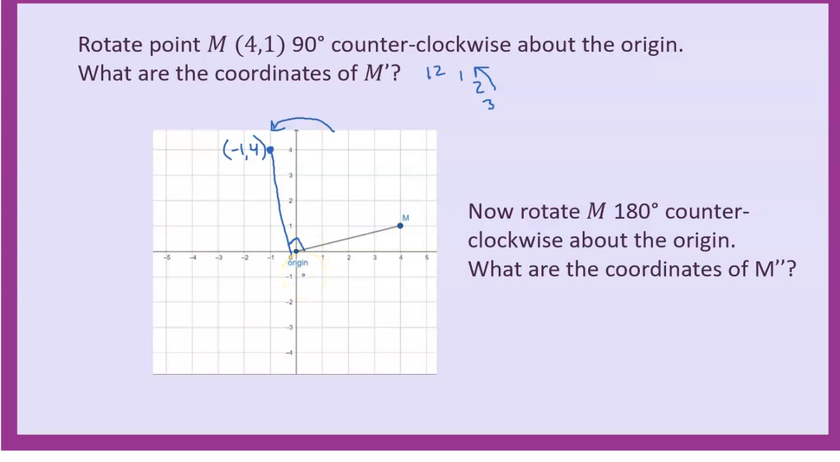And now it says rotate M 180 degrees counterclockwise about the origin. So that would be just another 90 degrees, right? We went 90 here, we'll go 90 again to get to 180. And you can use the same methods. Turn your head, or imagine rotating the entire quadrant, and we get a point right there. Those coordinates are negative 4, negative 1.